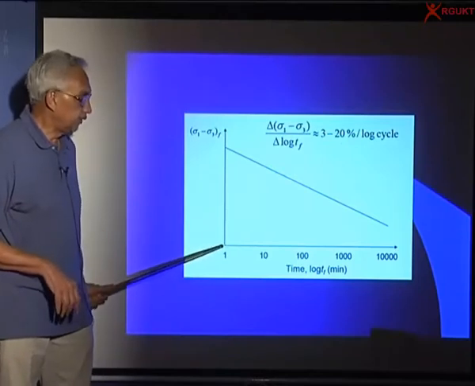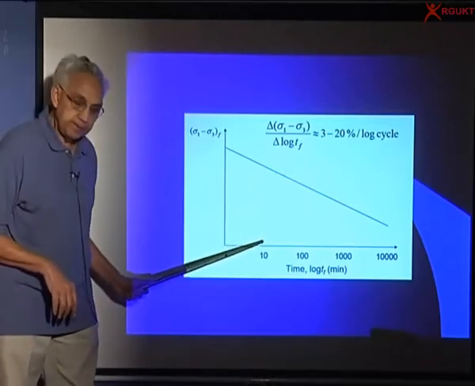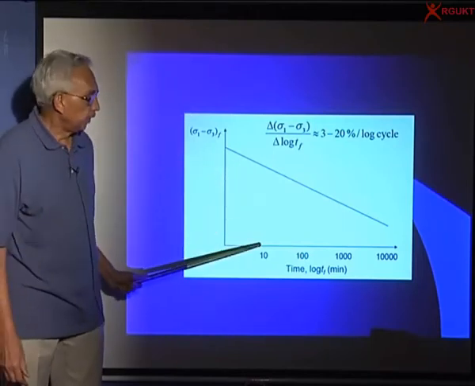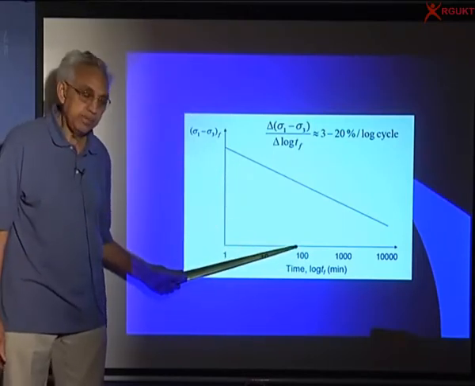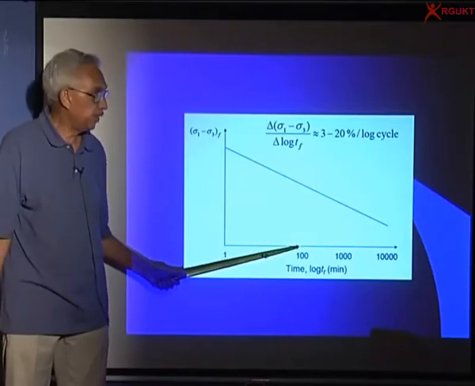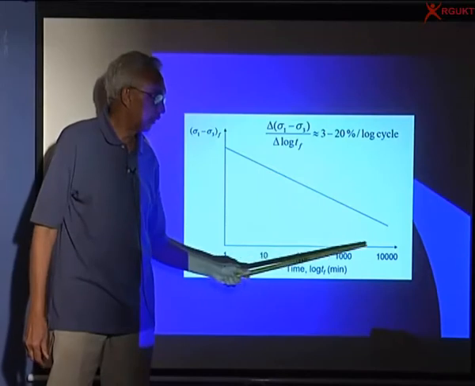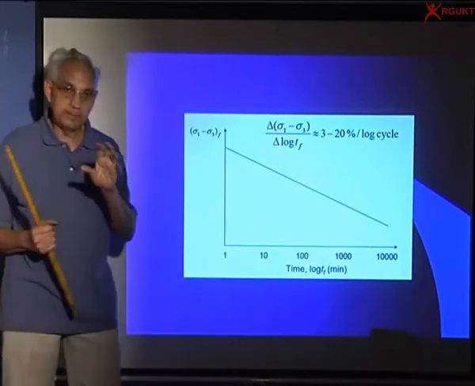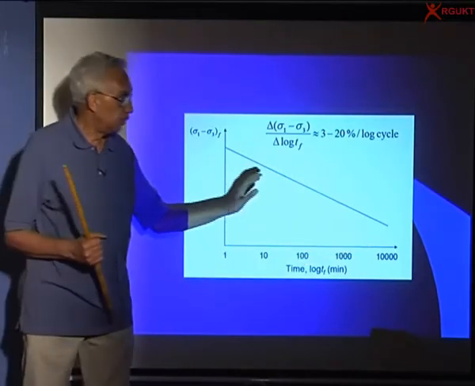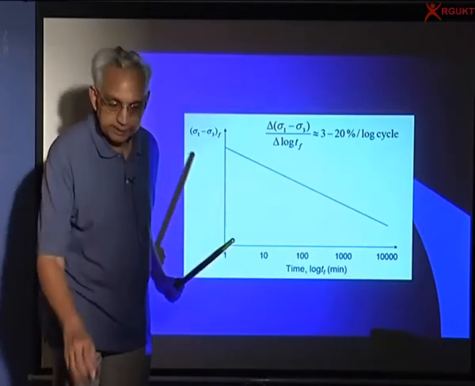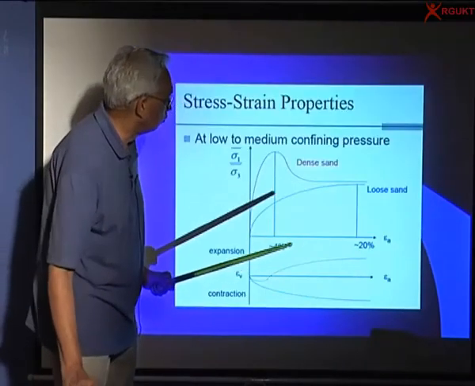Suppose I shear it in 1 minute. If I shear it at 10 minutes, the strength reduces by 10%. If I take 100 minutes, strength may reduce by 20%. 1000 minutes, 30%. So when you translate your lab data to the field, you may have to figure out how fast or how slow the shear stress is being applied in the ground.